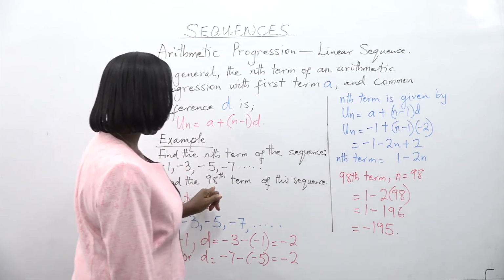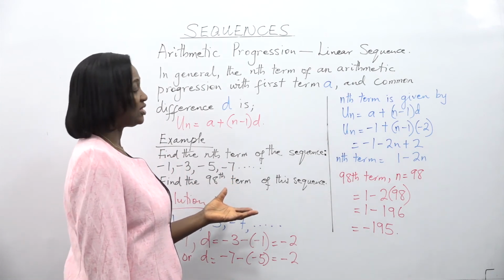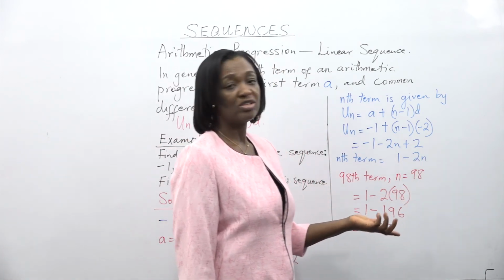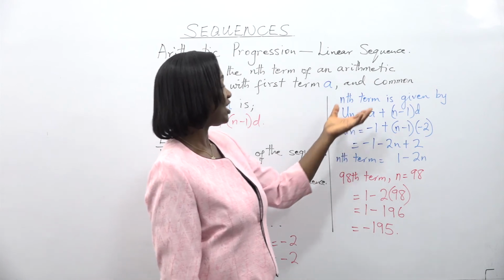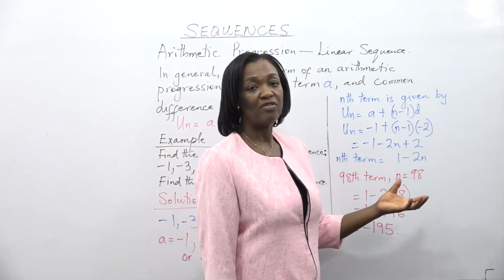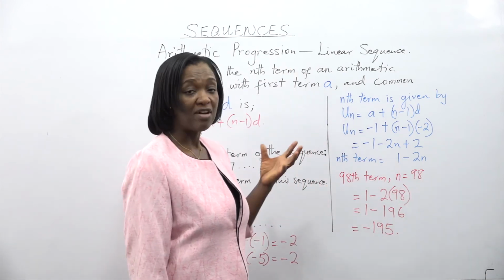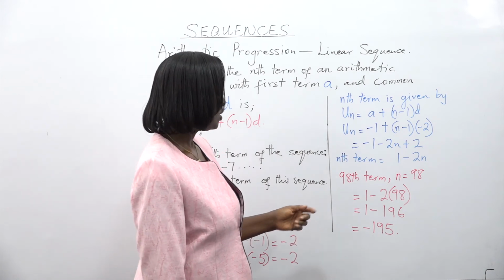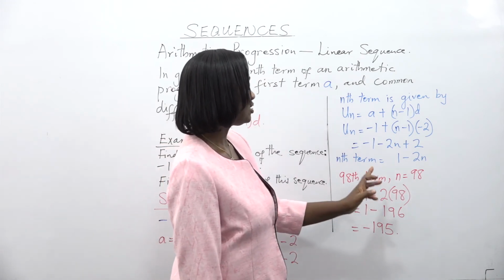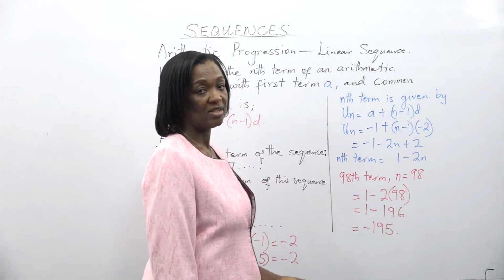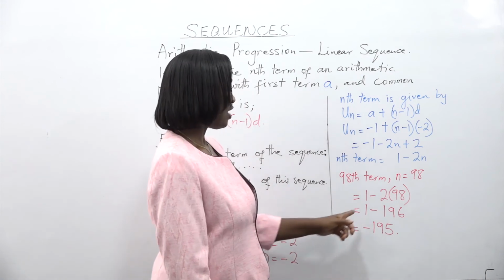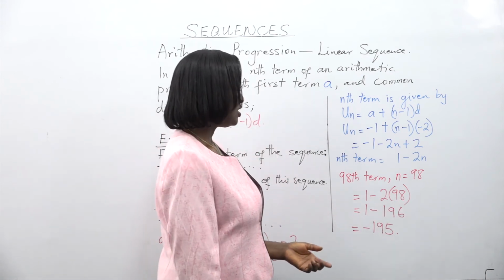We've been asked to find the 98th term of this sequence. So we simply put n as equal to 98, because we've worked it out already. We have the formula for the nth term. When you have the formula for the nth term, for any value of n, you slot in that value, and then you can find the term. So the 98th term, that means n is 98, is equal to 1 minus 2 times 98. 98 times 2 is 196.